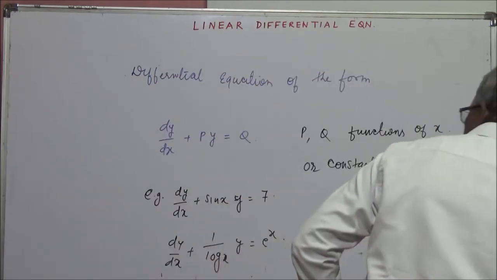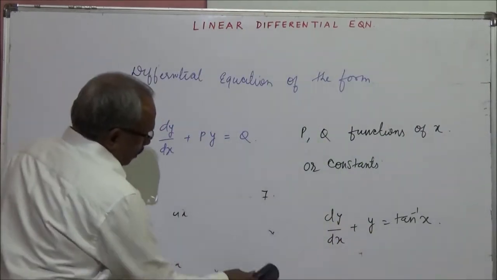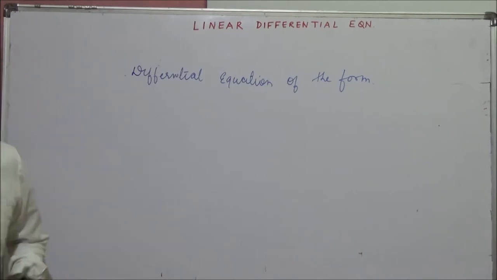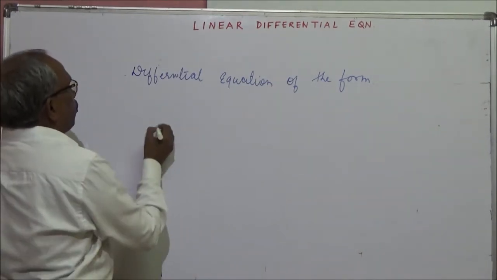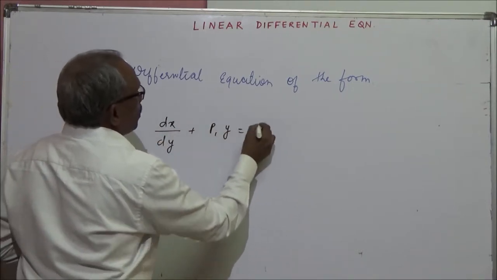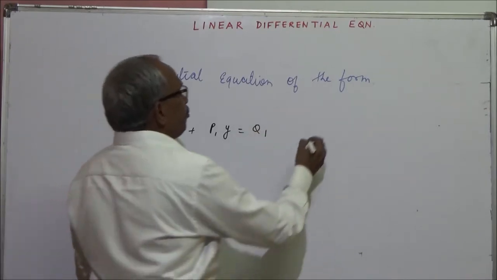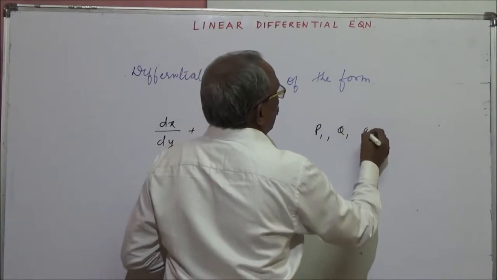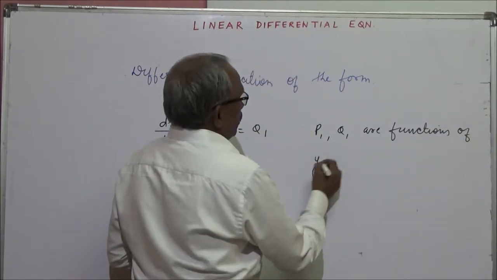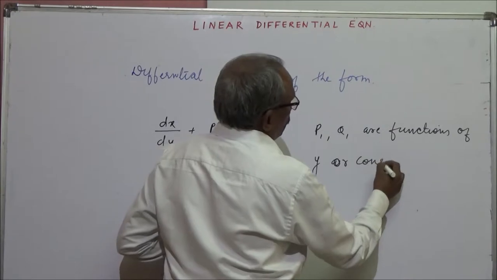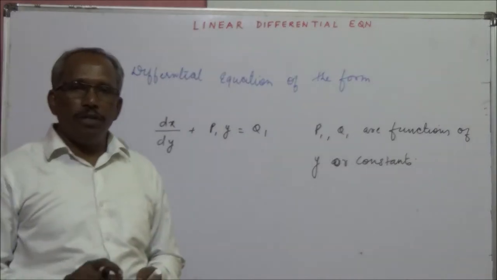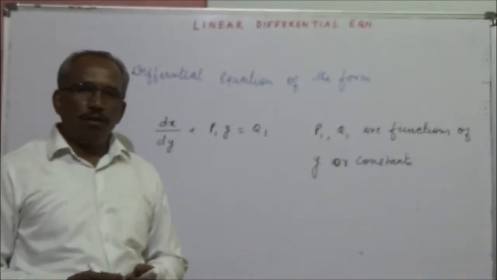Or a differential equation of the form dx upon dy plus p1 x is equal to q1. Here p1, q1 are functions of y or constants. So p1 and q1 are functions of the variable y, or we can say that they are constants.